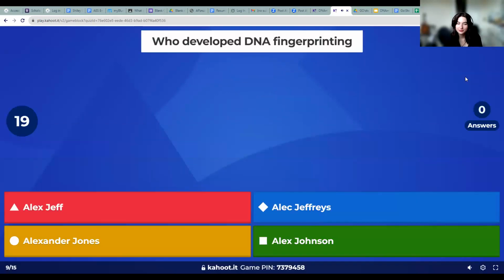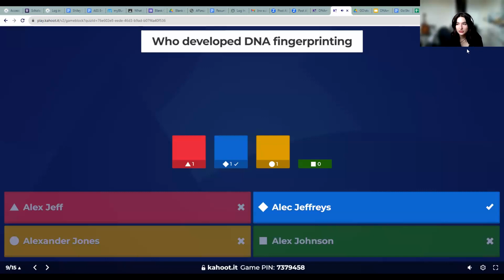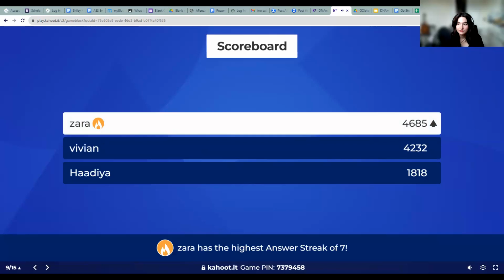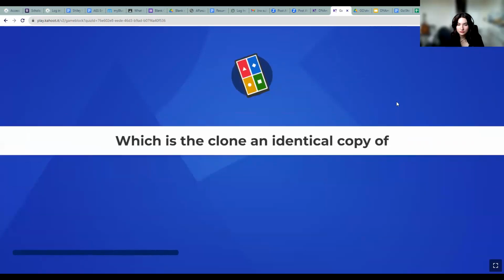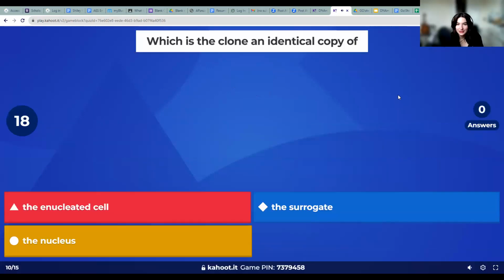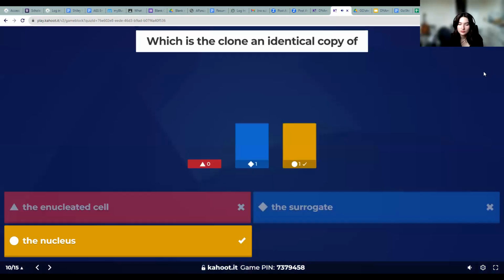Who developed DNA fingerprinting? Alec Jeffreys was the person who developed DNA fingerprinting, and he was British. Which is the clone identical copy of? So which of the three? Yep. So the nucleus is what the clone is a copy of, since the nucleus provides all the genetic material, and everything else is just carrying the nucleus.